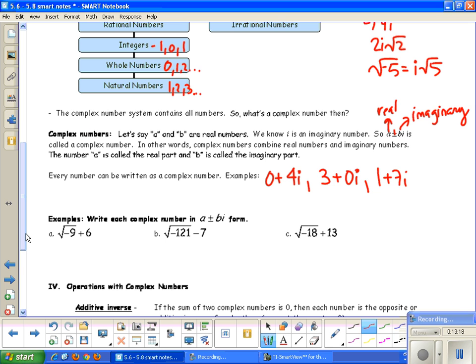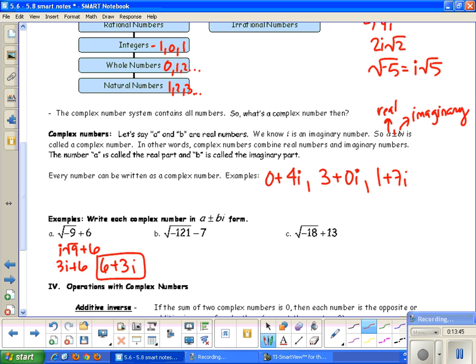So for the next example, it says, write each complex number in a plus bi form. So that means complex number form. The real part goes first, the imaginary part goes second. So first we have to simplify this. This becomes i root 9 plus 6. The square root of 9 is 3, so this is 3i plus 6. This is not in complex number form because the 6 needs to go first. So this would be 6 plus 3i, and this would be my solution.